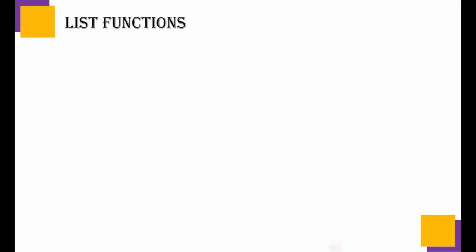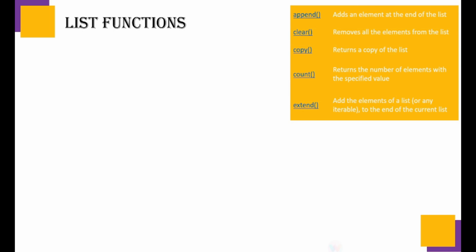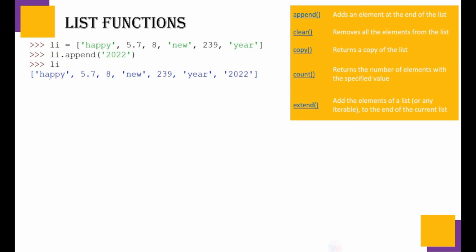Then we'll see various list functions. First is append. If I want to add any element at the end of the list, I'll use append. Here, for example, I want to append 2022. I'll write li, that is the list name, dot append, and the value that I want to add. It will just add into my list.